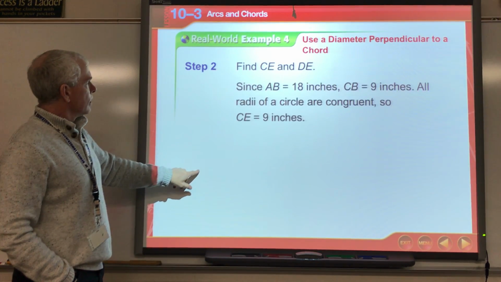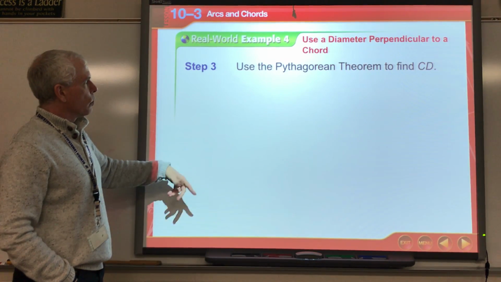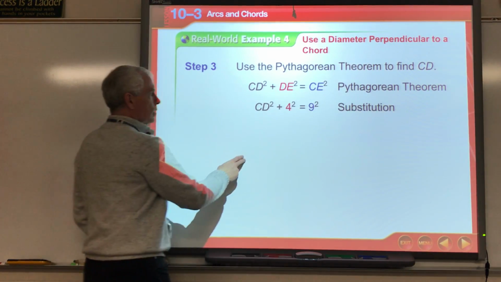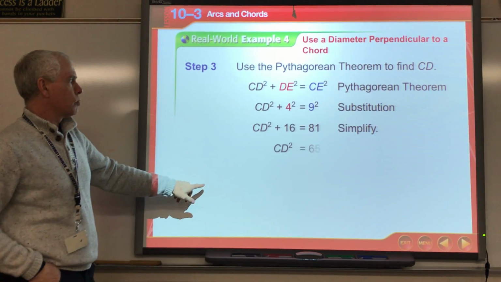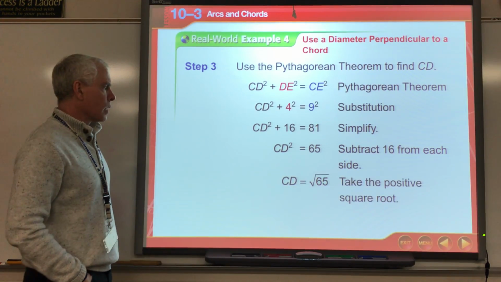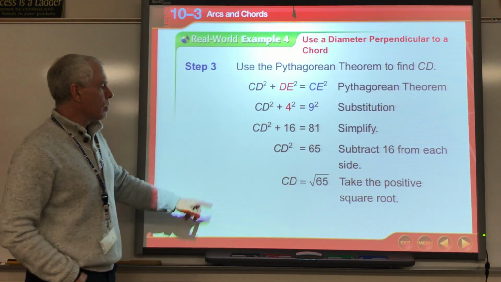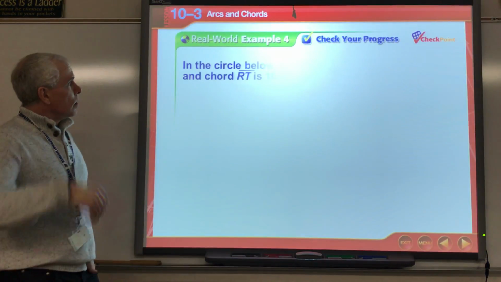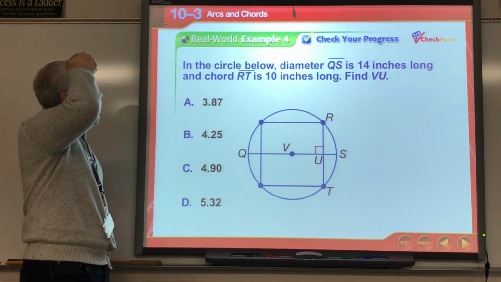Here they're walking you through what I did in the picture, and now we're going to get to it. CD squared plus 4 squared equals 9 squared. The rest is some algebra. Subtract 16, take the square root, and that's the length of CD. We can get an approximation if we need to, but the square root of 65 is good enough. Okay, so let's try one on our own here. Let's see what we get.